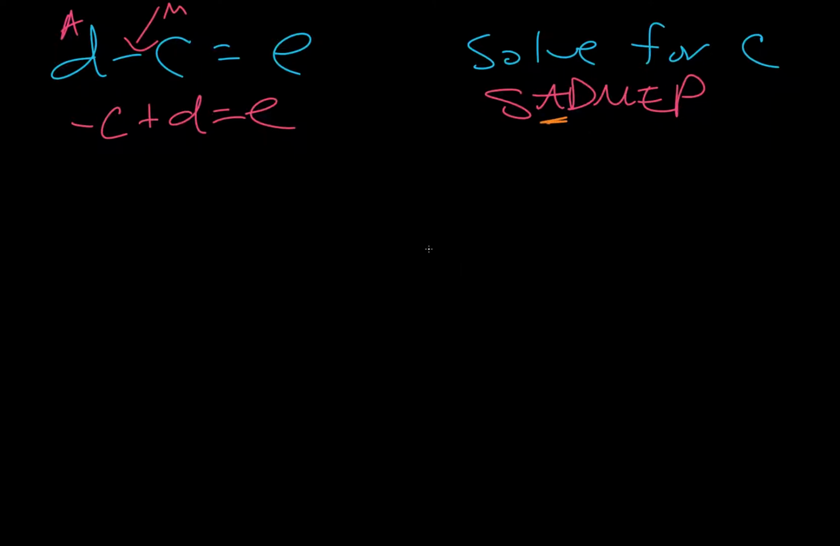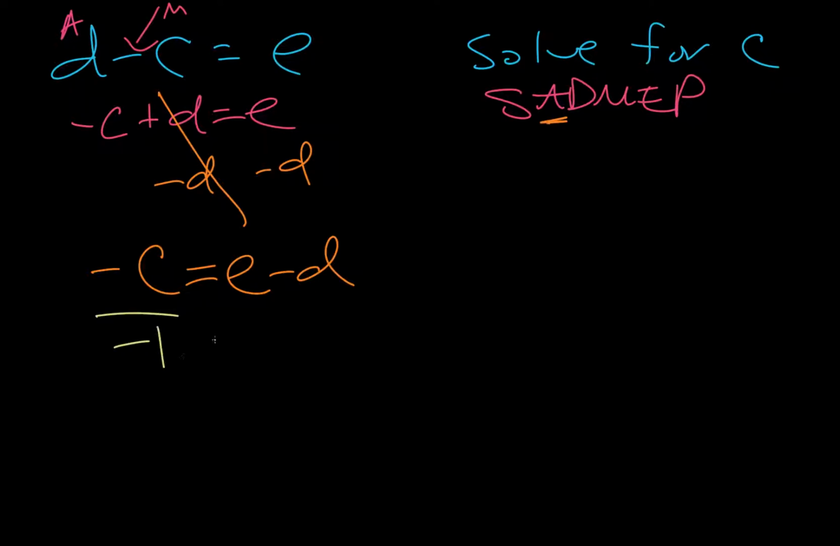Addition comes first, so we want to get rid of that. So we're going to subtract D from both sides. Once again, we could do it on this blue one as well. Subtract D, it would give us the same answer. So we have -C equals E minus D. And last thing is to divide by -1. So we're left with C.